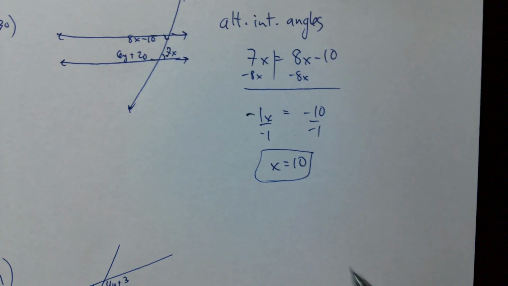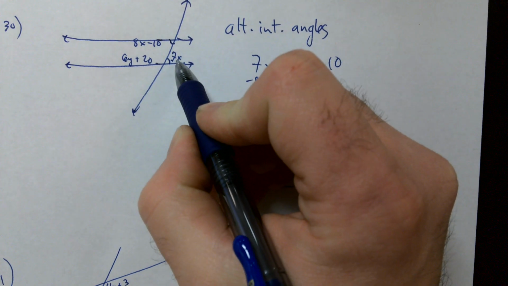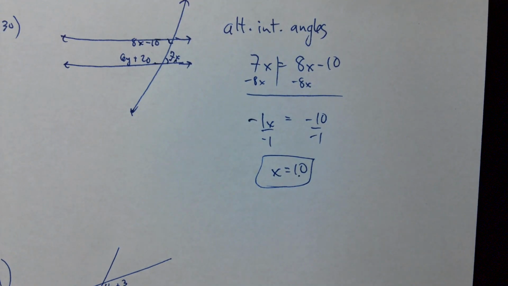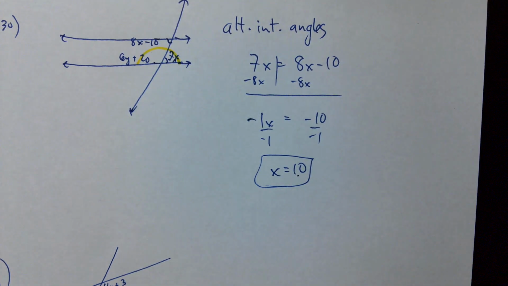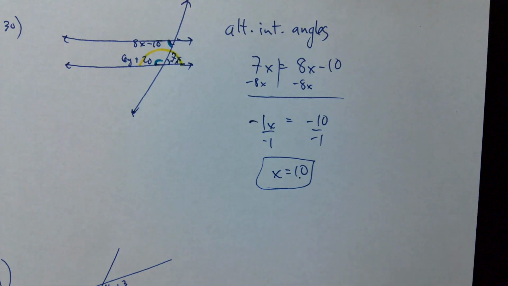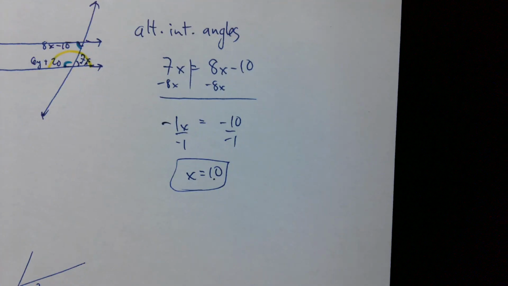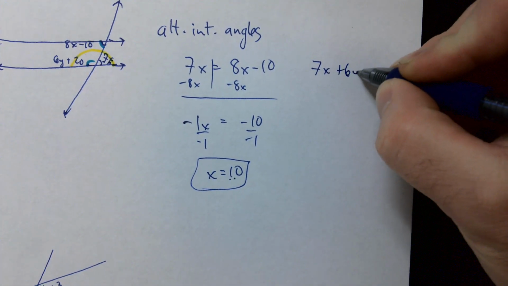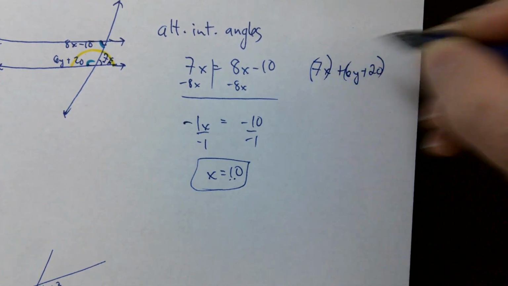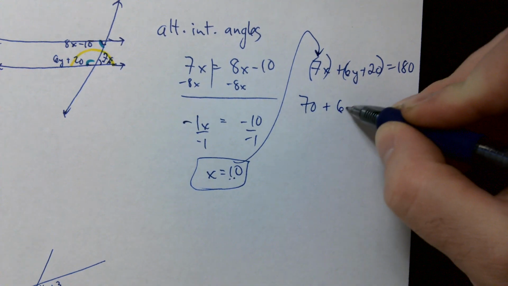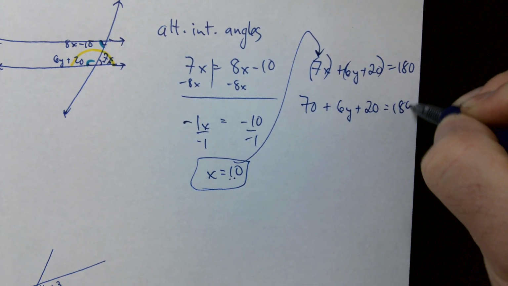So there's a couple different ways we could do it. I could plug 10 in to 7x, or I could plug 10 in to 8x minus 10, right? Either I'm using these two as a linear pair of supplementary angles, or I'm considering my initial thought, which was these consecutive interior angles. Either way, they're going to add to 180, right? So if I plug 10 in here, 7x plus 6y plus 20 equals 180. If I plug that 10 in, now I've got 70 plus 6y plus 20 equals 180.